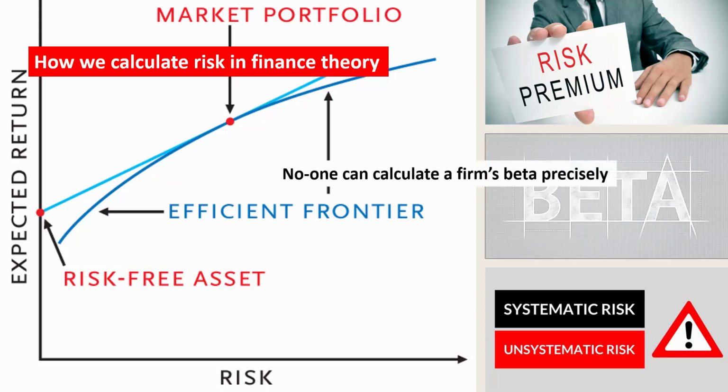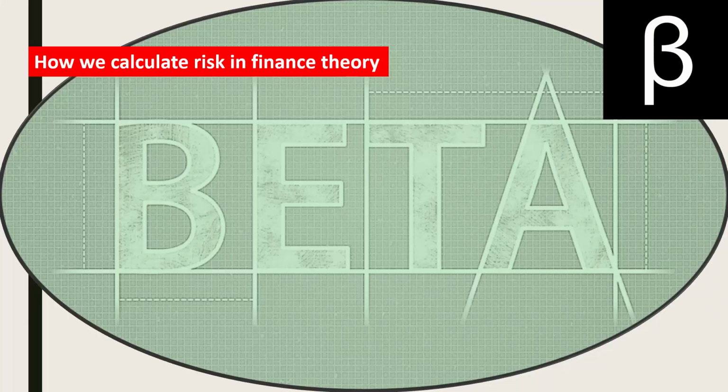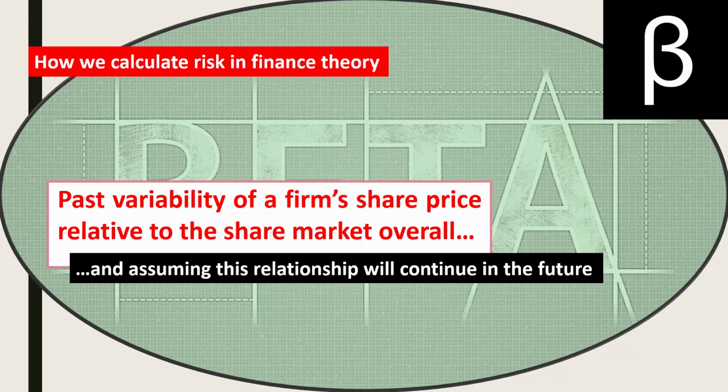No one can calculate a firm's beta precisely. I'll say that again. No one can calculate a firm's beta precisely. The calculation of a firm's beta is based on looking at the past variability of a firm's listed share price relative to the share market overall, and assuming this relationship will continue in the future.